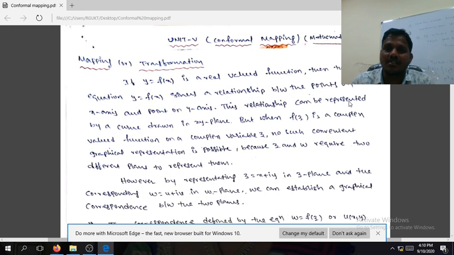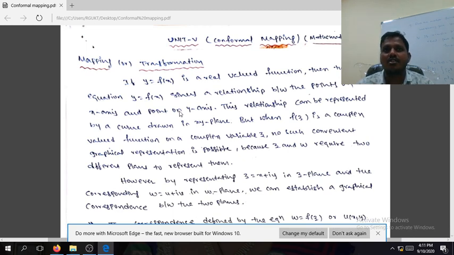That graph represents a relation between the x-axis and the y-axis under the mapping y is equal to f of x. It is a simple way to represent the graph of y is equal to f of x. If y is equal to f of x is a real valued function, then the equation y is equal to f of x gives the relation between the points on the x-axis and the points on the y-axis.